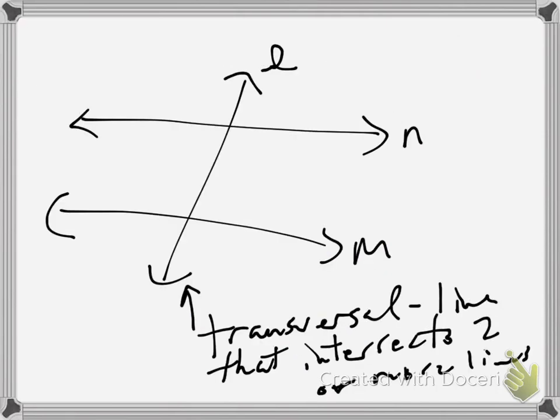Okay, so what we have here is three lines. We have line L, N, and M. This line L has a special name. It's called a transversal. I'm sorry for my sloppy handwriting, a transversal is a line that intersects two or more lines. As you can see, L intersects N and M, so that makes L a transversal.